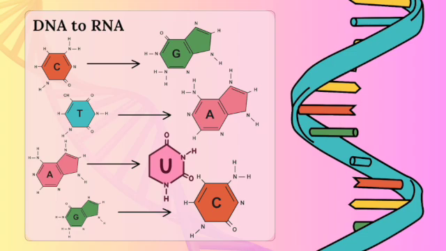From there, our DNA will be transcribed to RNA. And remember, when we look at our nitrogenous bases, C, or cytosine, goes to guanine, T, or thymine, goes to adenine, adenine goes to uracil. Remember, RNA does not have thymine. And your guanine goes to cytosine. So C to G, T to A, A to U, and then G to C.